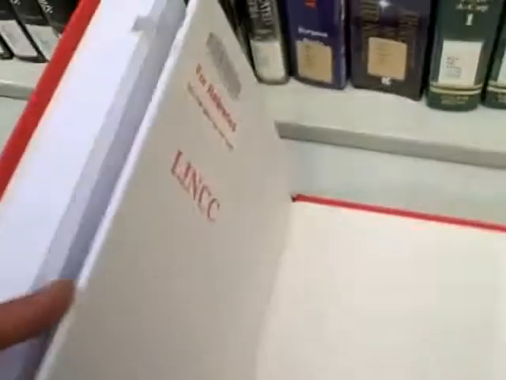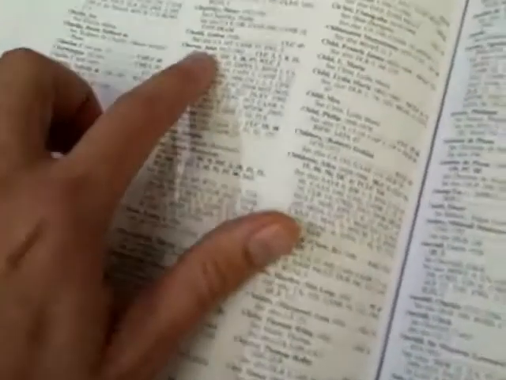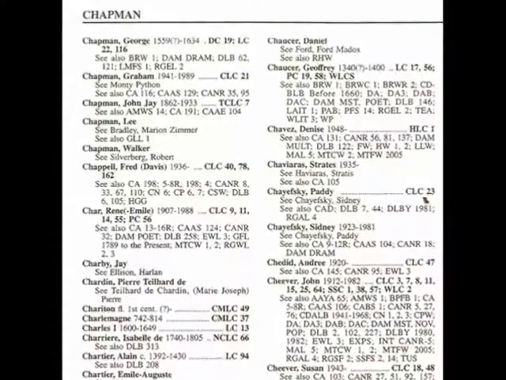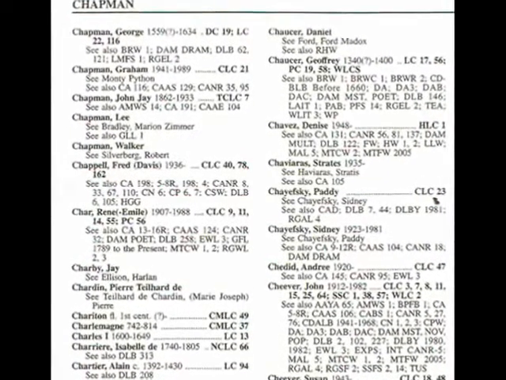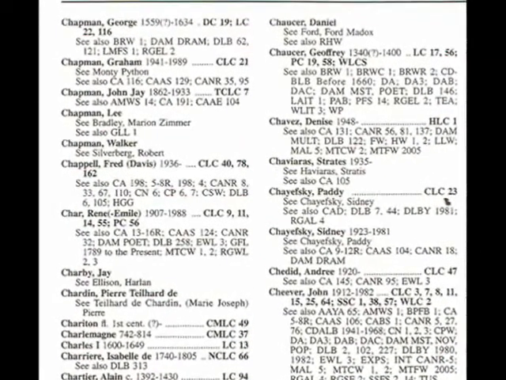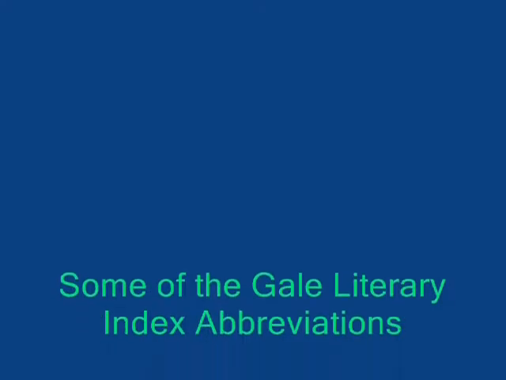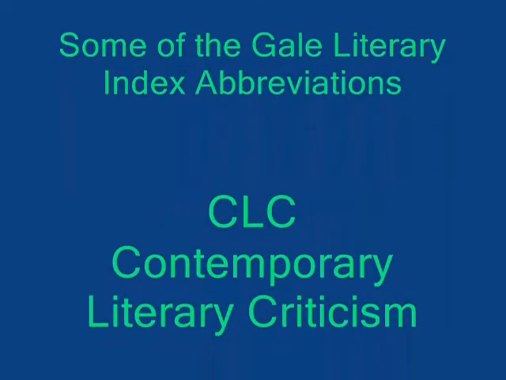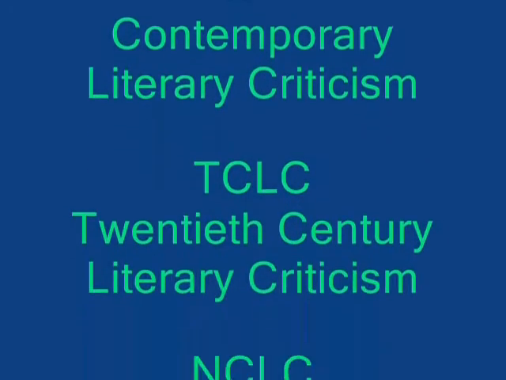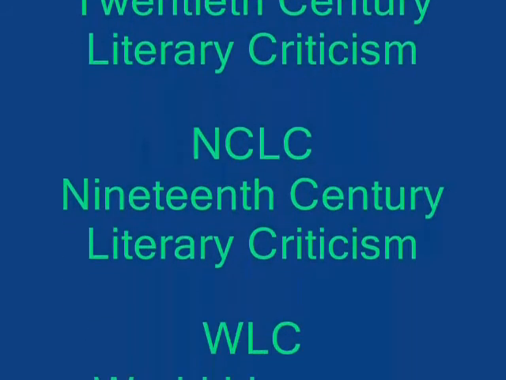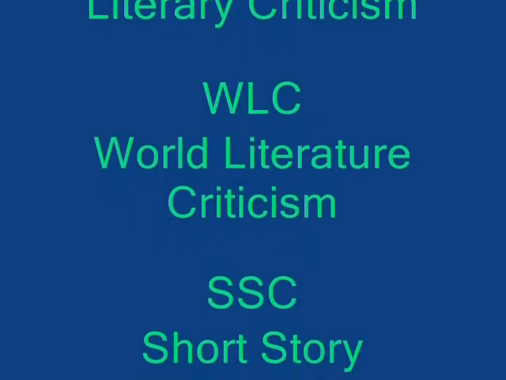Go to the last volume and turn to the author index and look up your author. When you find your author in the author index, you'll notice volume numbers as well as abbreviations for the other Gale Literary Indexes. So in effect, you can go to any Gale Literary Index, go to the last volume, look up your author in the author index, and it will tell you the volumes and Gale indexes that have criticism on your story.